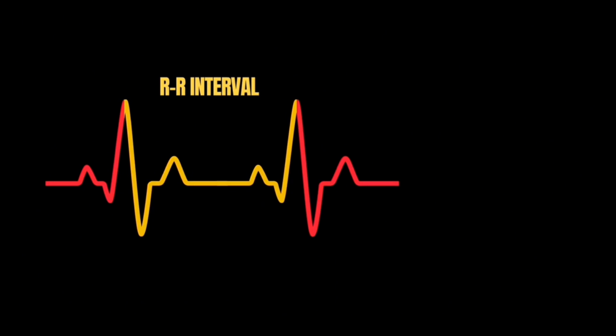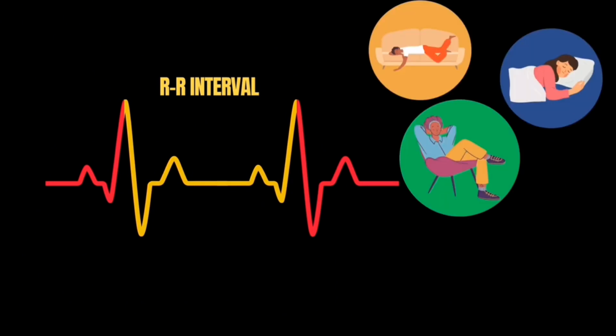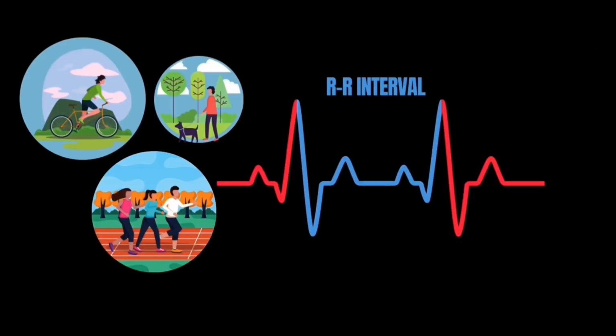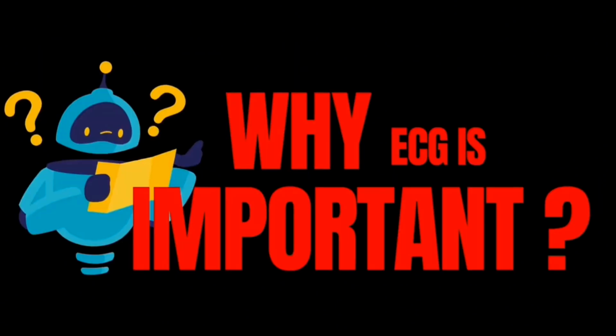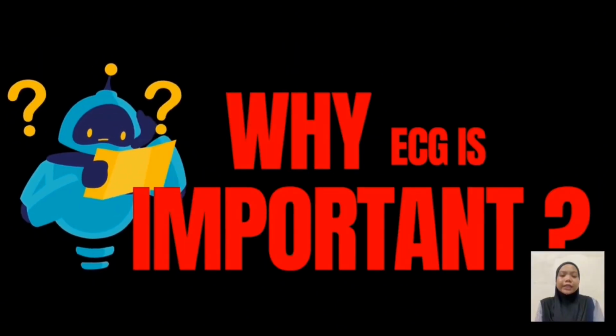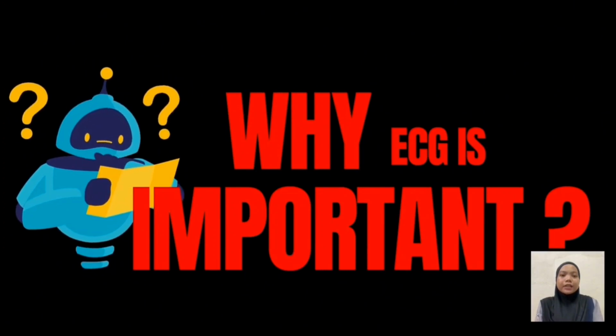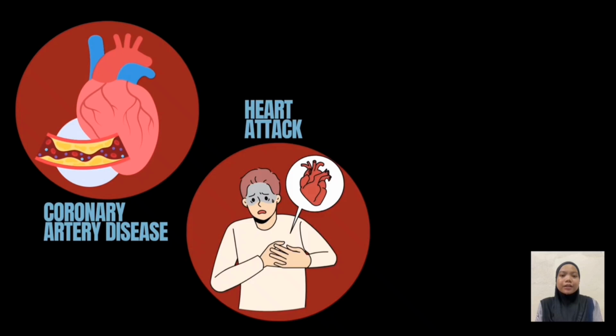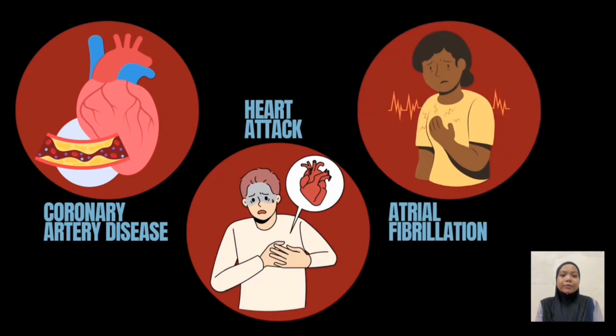The RR interval should be regular and consistent, especially if you are at rest, while it will shorten during exercise as the heart rate increases. Do you ever wonder why ECG is important? ECG plays a crucial role in detecting narrowing of the coronary arteries, a heart attack, or an irregular heartbeat like atrial fibrillation.